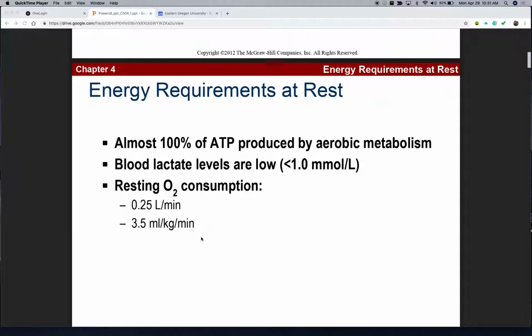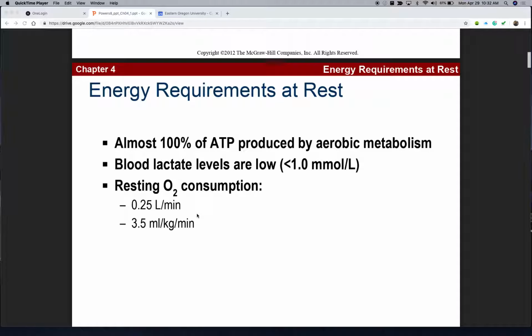Now, under resting conditions, it's not that we're consuming more oxygen, it's that our energy demand is low when you're just sitting, so you require less oxygen. An adult will consume somewhere around 1/4 liter of oxygen per minute. Now, what is that total amount going to depend on? What's the main thing that total amount is going to depend on?